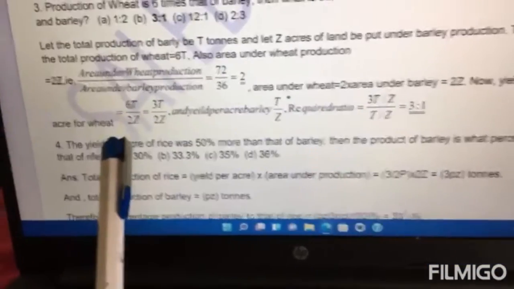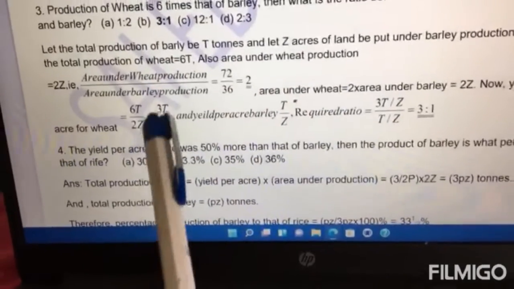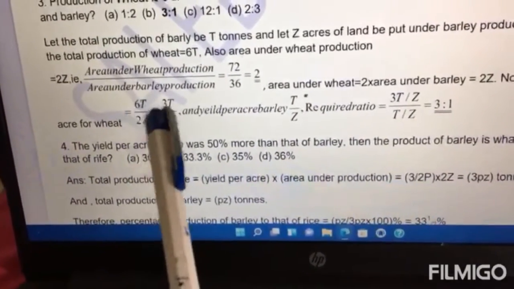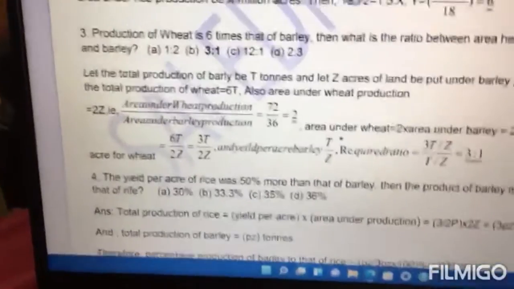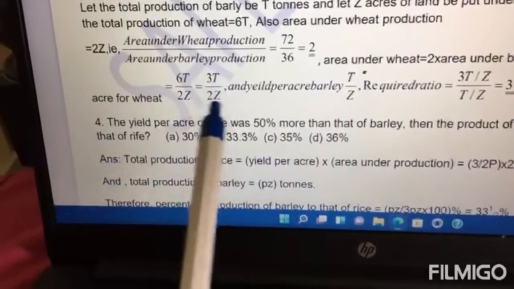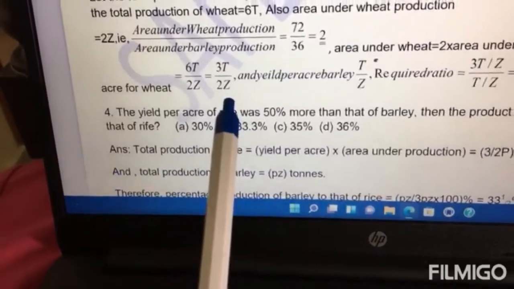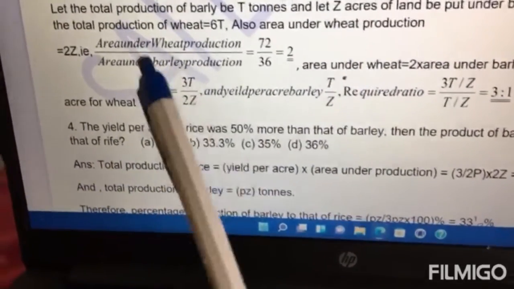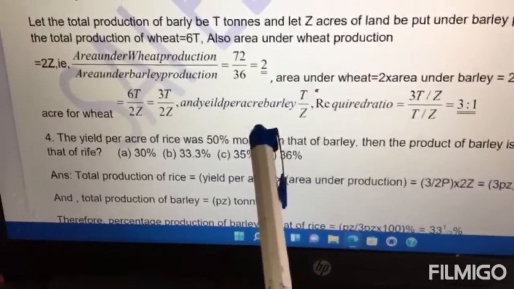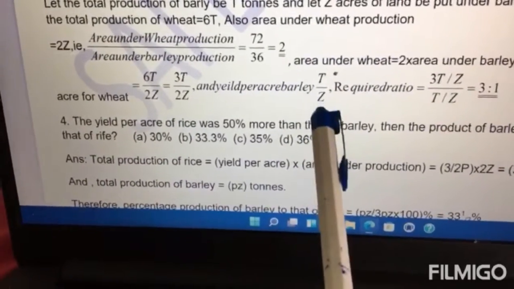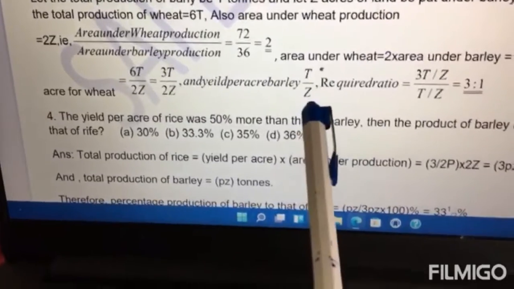yield per acre for wheat, meaning how much of wheat are we getting per acre, is equal to total production of wheat divided by total area of wheat, which is 60 divided by 2Z, which is equal to 3T divided by Z. It's not 2Z, it will be Z, okay. And yield per acre for barley would be total production of barley divided by total area under barley, which is Z. Therefore, it is T divided by Z.